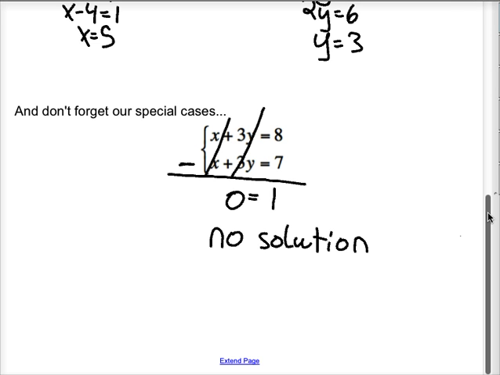All right, so again, just to show you what the special case looks like for elimination, it is when both variables end up eliminating in the end. And then if you have a false statement left, it's no solution. If you have a true statement left, such as 2 equals 2, then it's all real numbers, or infinitely many solutions is what I meant.